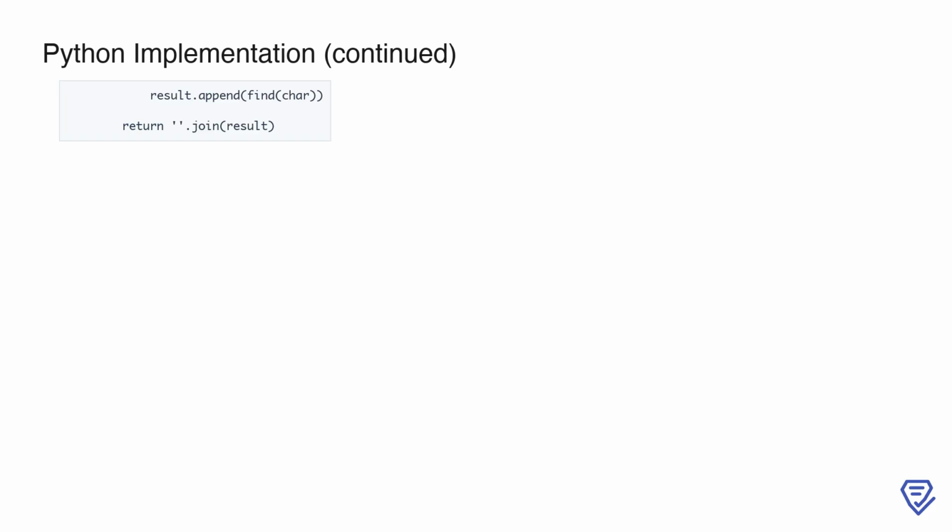Once all characters have been processed, we join the result list into a single string and return it. This gives us the transformed string where each character respects the equivalences defined by S1 and S2, ensuring the smallest lexicographical order for the result.